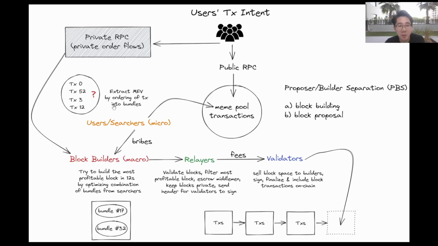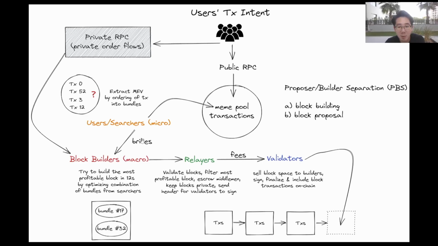So they'll order all these transactions into bundles and send them to the block builders. That's why you can see that searchers are on the micro level, the transaction level, but block builders are responsible for optimizing the combination of all these different bundles submitted by hundreds and thousands of different searchers out there. So they will try to build the most profitable block in 12 seconds by optimizing the combination of bundles from searchers, as you can see over here.